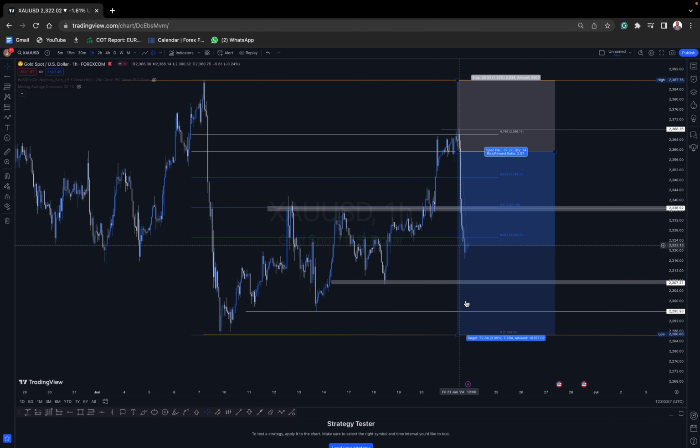I'm expecting price to still continue this move to the downside. Any push we're having to the upside is giving me an opportunity to look for sells to the downside. So that is my bias on gold right now. That is what I'm looking for on gold.